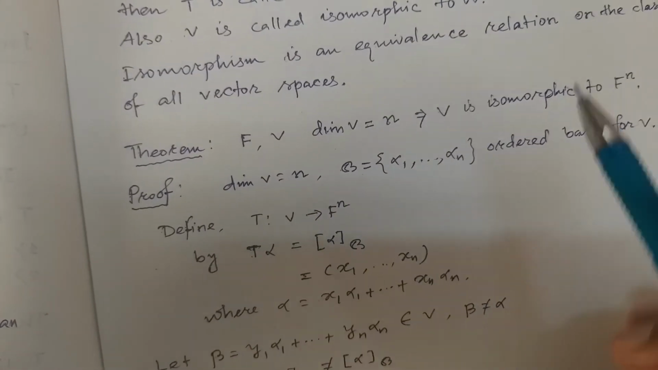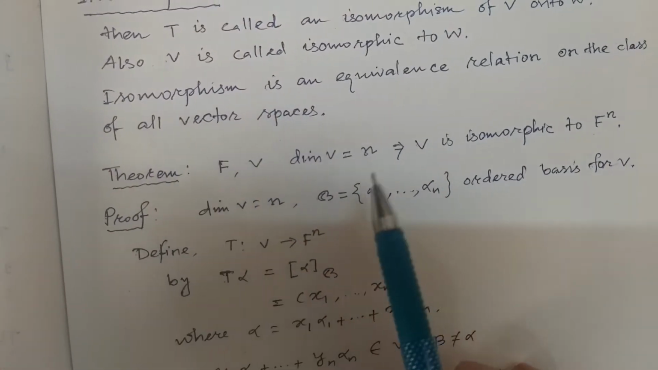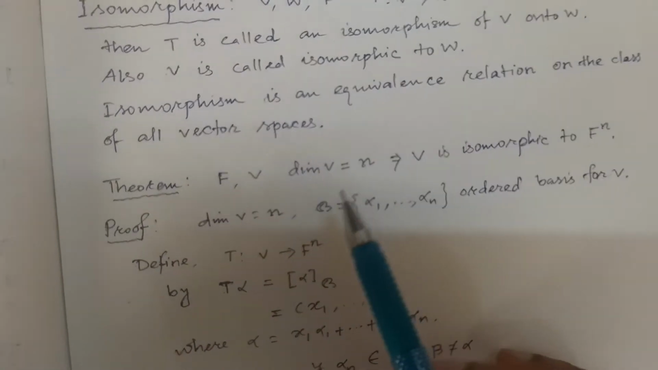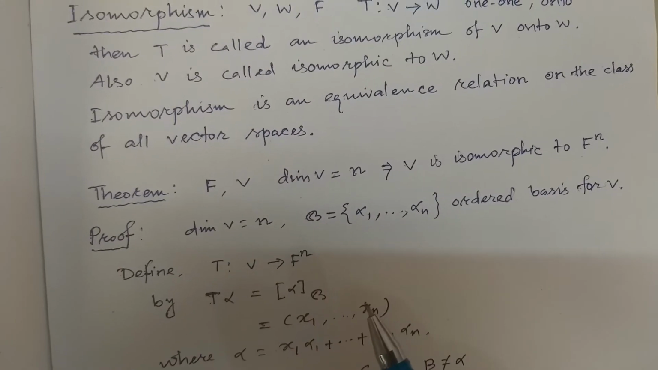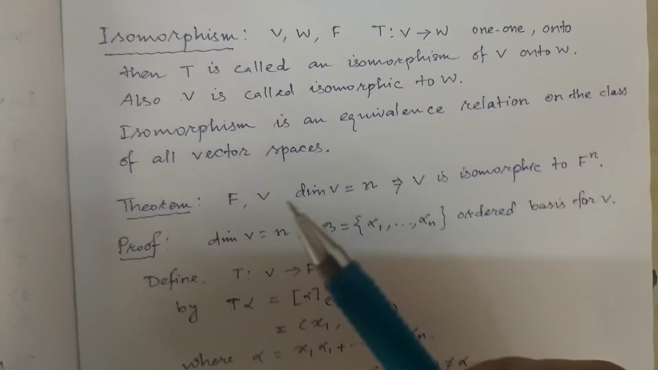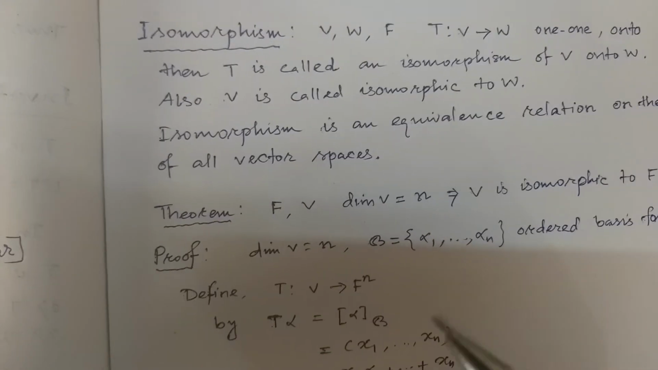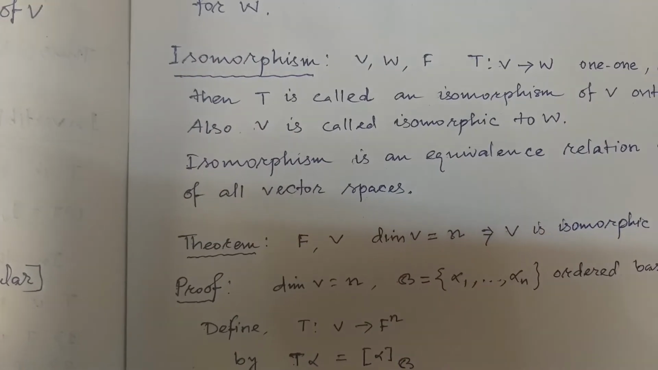And we know that an equivalence relation separates a set into separate classes. So the collection of all vector spaces, you can separate into some classes. Any vector space will represent a class, and the other vector spaces in that class will be isomorphic to it.